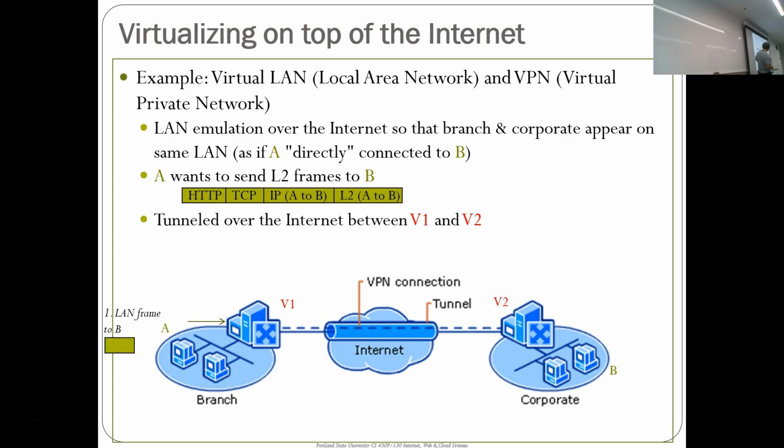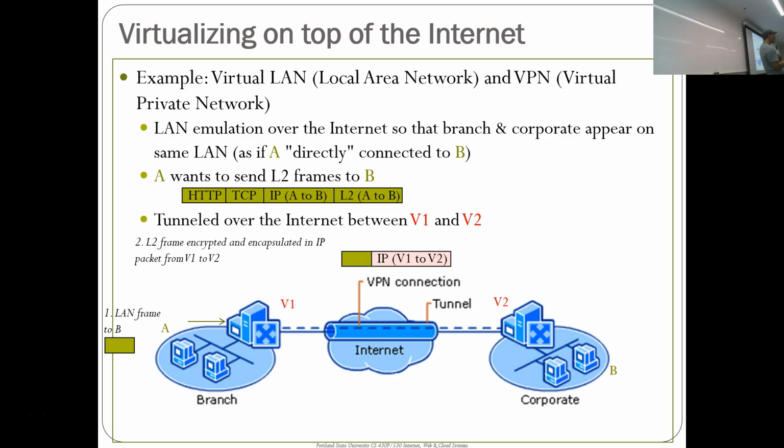So here is your frame that you want to send to B, and this is a layer 2 frame. In this VPN connection, I'm going to take that frame in its entirety, encrypt it, and then encapsulate it in an IP packet that goes from V1 to V2. Again, this is an IP packet from A to B, but in order to get this to the corporate network, I have to encapsulate it in another IP packet from V1 to V2, and then I encrypt this as part of the VPN connection.